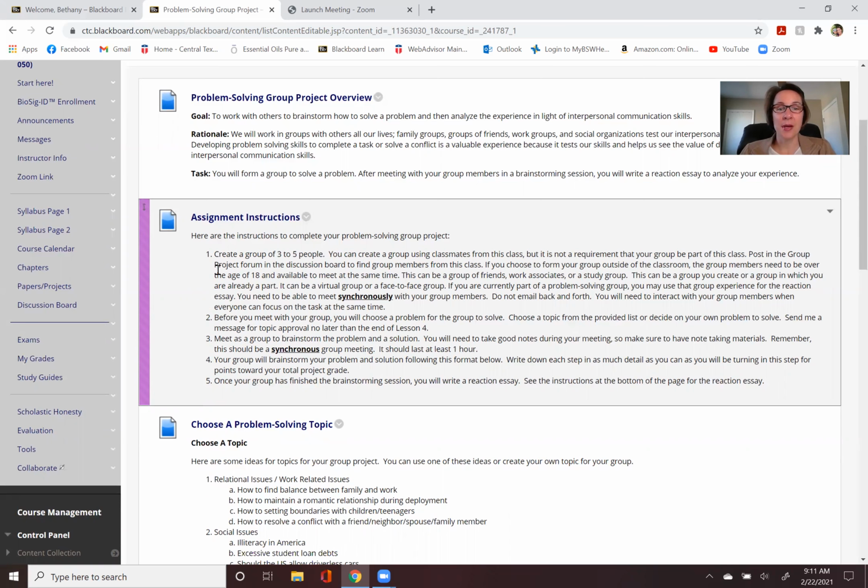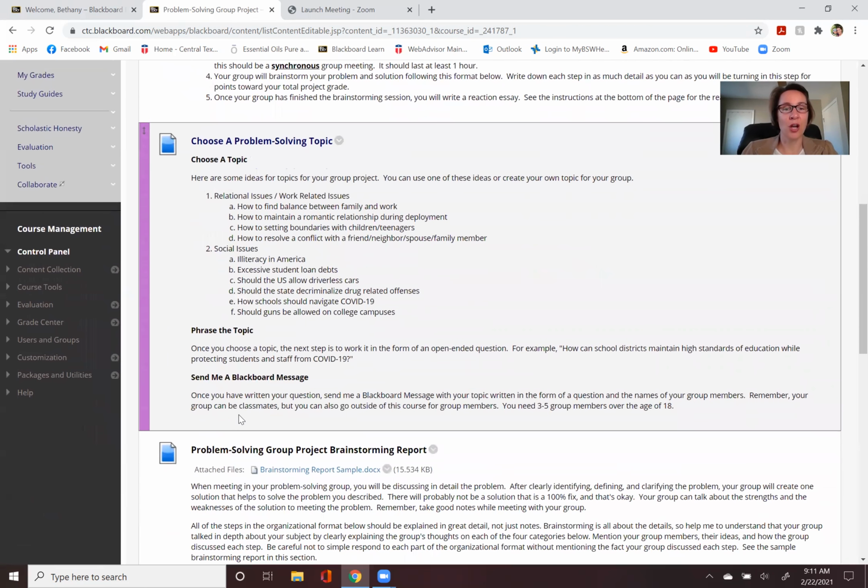You need to be able to interact with these people synchronously. This means that this is not a project where you're going to email people or text people, or I'm going to say something and then 2 hours later someone might see it and say something. The brainstorming conversation needs to be held at the same time with your group members. So as you're choosing them, who can you talk to and interact with in real time? Those are the people that you want to choose for this project.